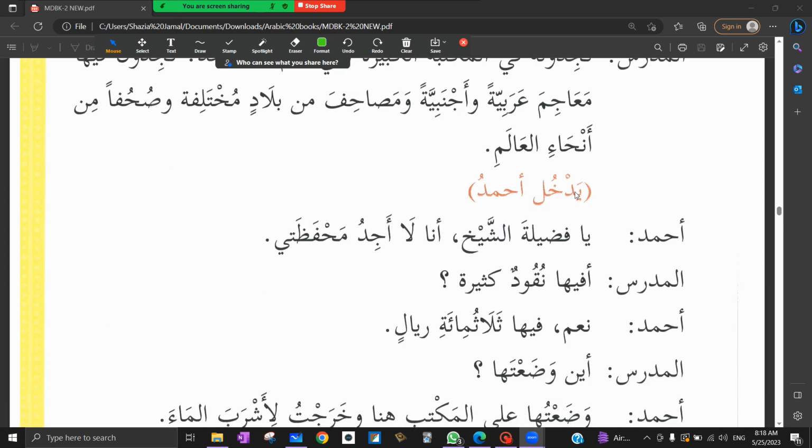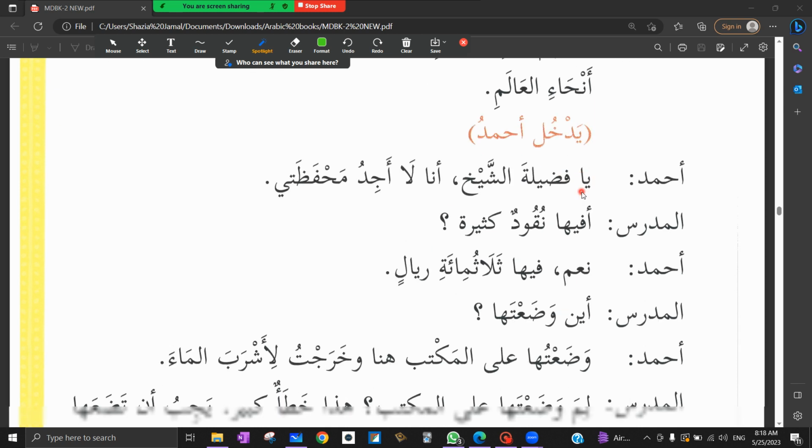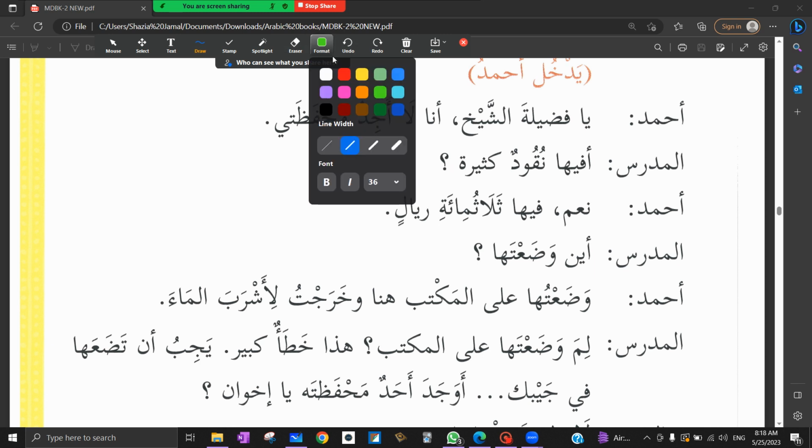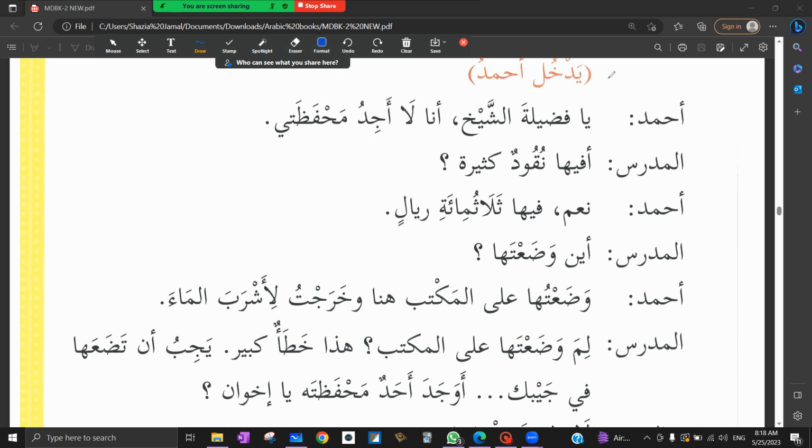Now from here the scene changes. What is the scene here? Yadkhulu Ahmad. The scene is that now the conversation between Bashir and the teacher ends, and the moment it ends, who enters the classroom? Ahmad enters the classroom. So let's see. Now, in this scene, what happens? Yadkhulu comes from dakhala. You should know all the past tense verbs. Dakhala. Ahmad says, Ya Fadilata Shaykhi. Sorry, it should be one kasra.